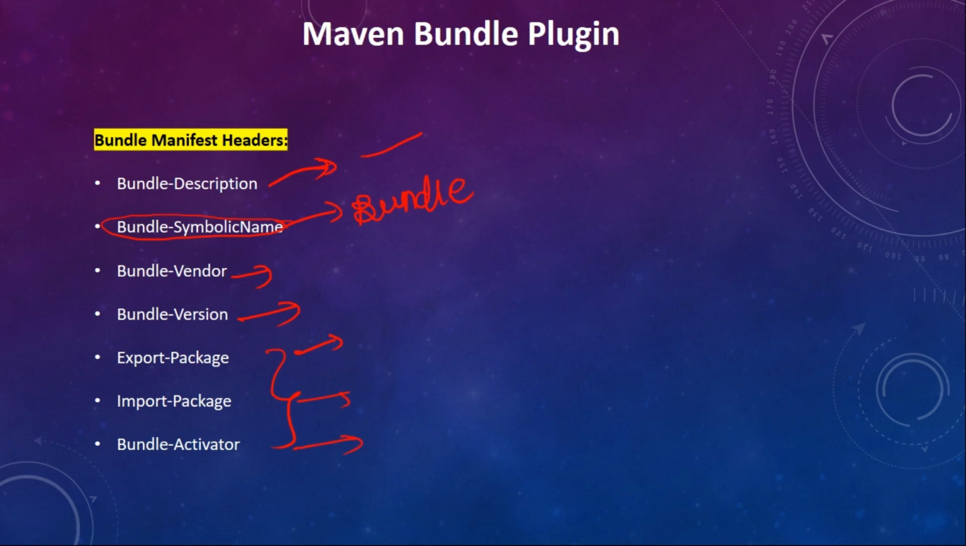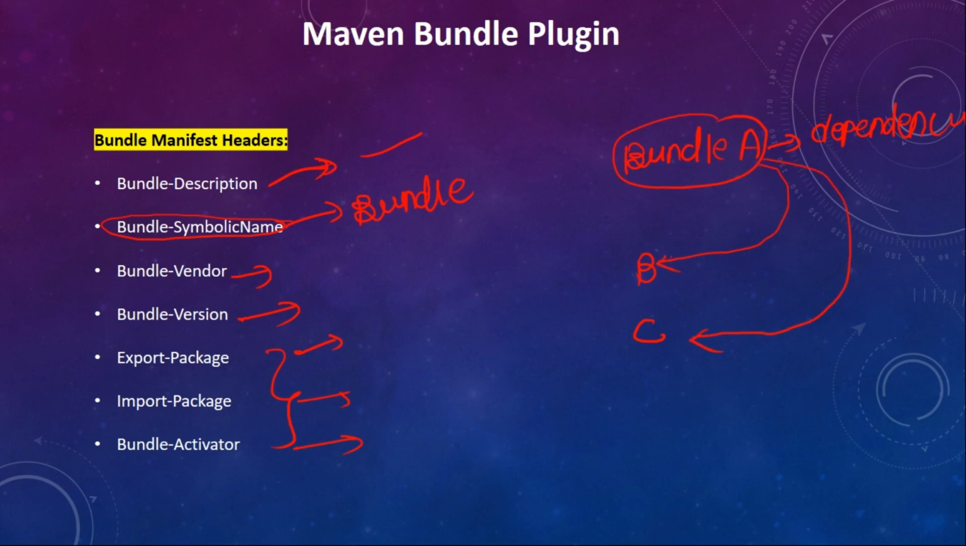What does export mean? Consider this one is your current bundle, bundle A, and here you have bundle B and bundle C. Inside bundle A you have some dependencies, and if you want to use this dependency inside bundle B and bundle C, then we have to write the export here. This header we write inside bundle A, and it is the Export-Package header.